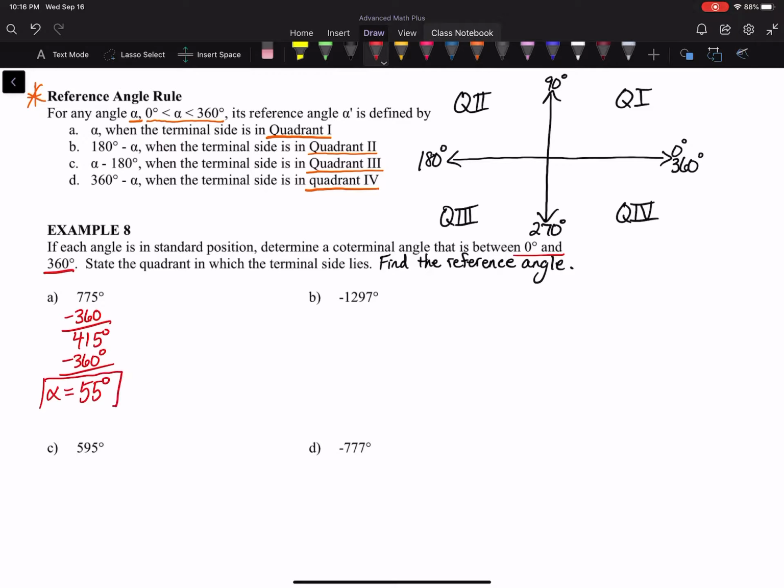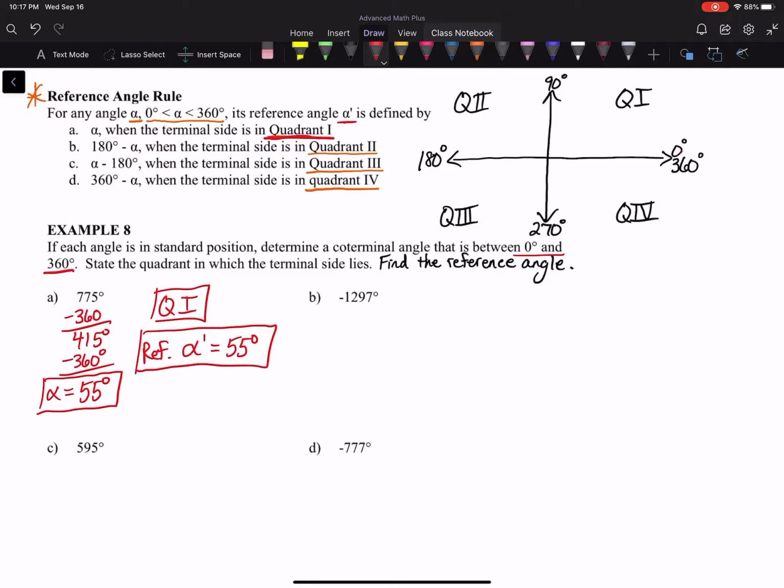Okay. That is your coterminal angle. First off, 55 degrees would be between 0 and 90, so it's in quadrant 1. And so the reference angle, or alpha prime as they called it, is also 55 degrees. Because remember, if the angle is in quadrant 1, then the reference angle is the angle. There's nothing to change there.